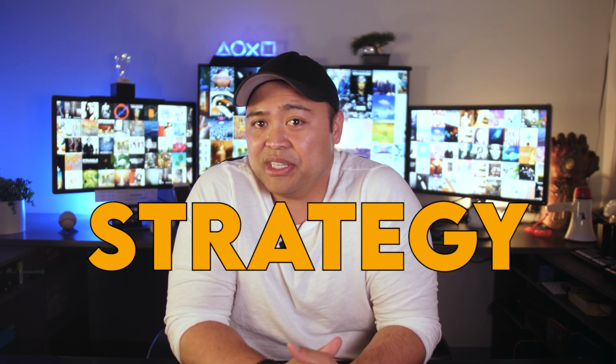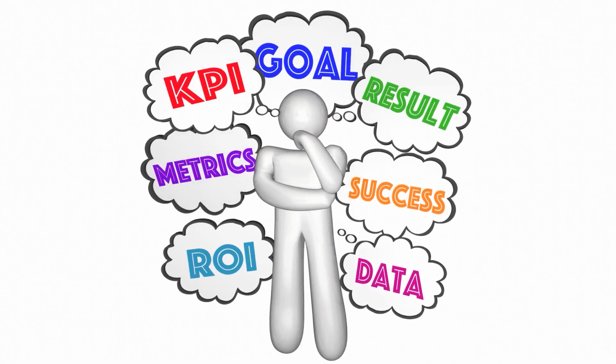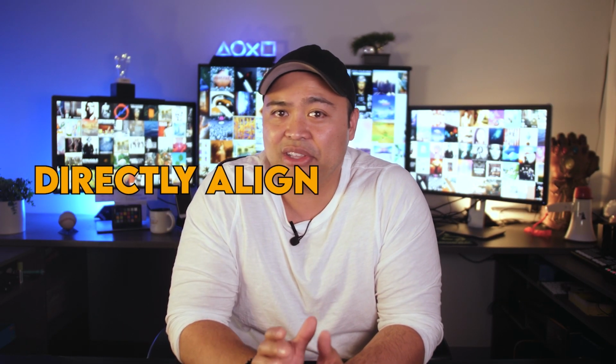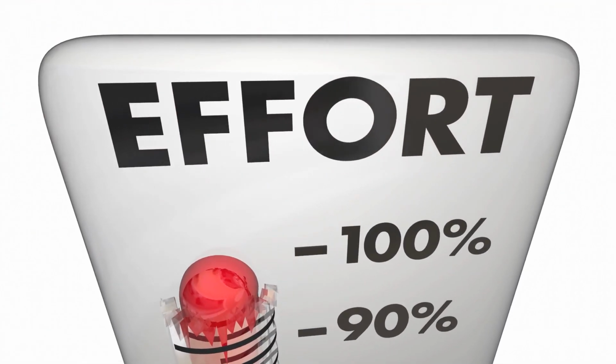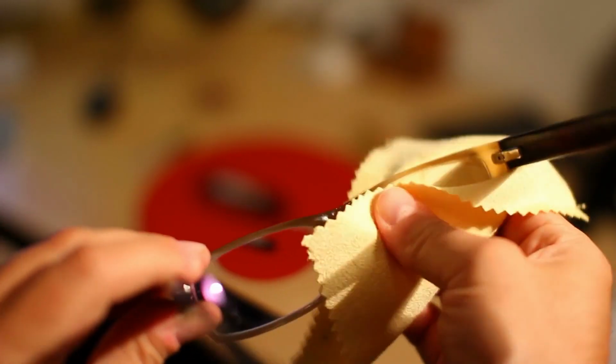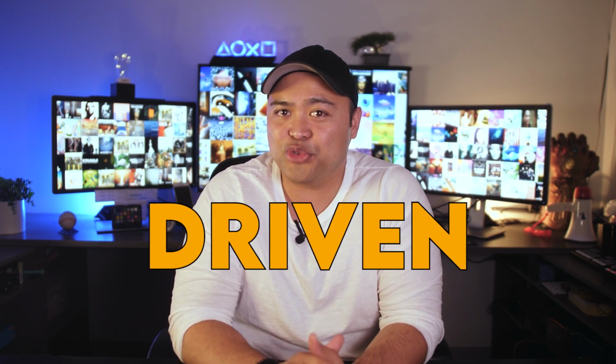The first cornerstone of data-driven social media strategy is to truly understand your KPIs, or key performance indicators, and their importance. These KPIs are measurable metrics that directly align with your business objectives and reflect the success of your social media efforts. When you have a clear understanding of your goals, it becomes essential to identify the right KPIs that will help you track your progress and make data-driven decisions.